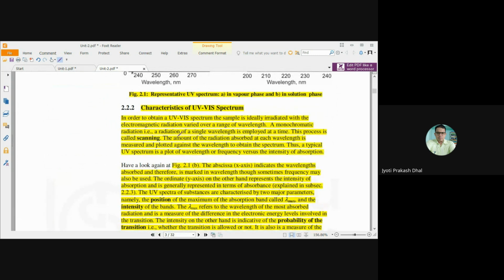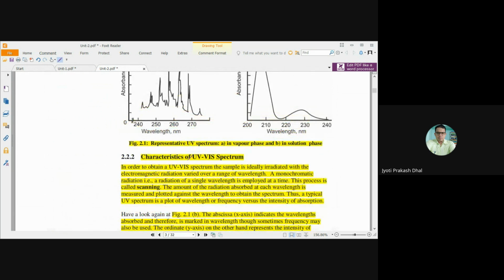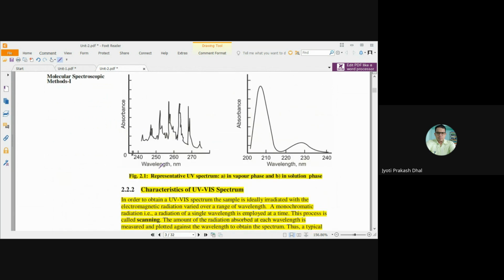Now coming to the characteristics. You can see in this figure the representation of a UV spectrum in the vapor phase, the UV spectrum of a particular sample in vapor phase. In the vapor phase, you can observe that the sample absorbs particular wavelengths, so different sharp peaks are there. When the same sample is present in solution, that means in the solution phase, we can observe broad peaks.